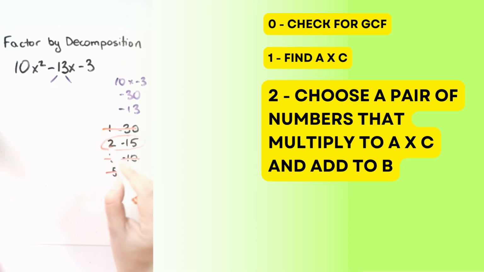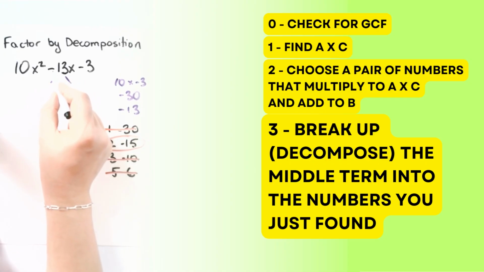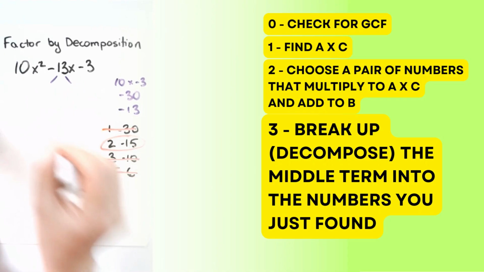So I know that the two factors that I'm going to break up this negative 13 into are 2 and negative 15. So now I'm going to rewrite this expression, but I'm going to decompose this negative 13x into 2x and negative 15x.